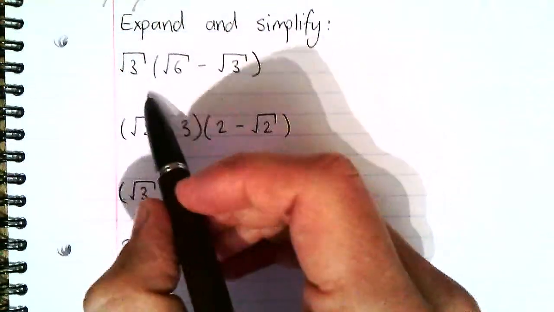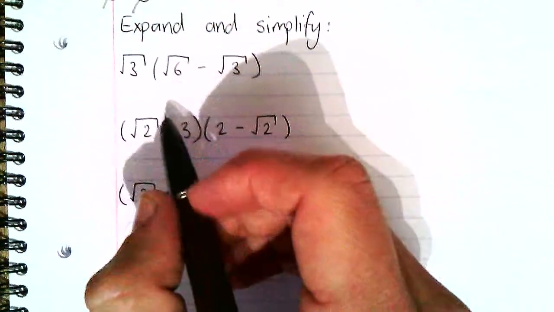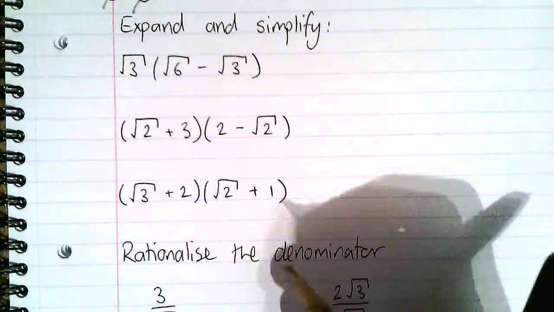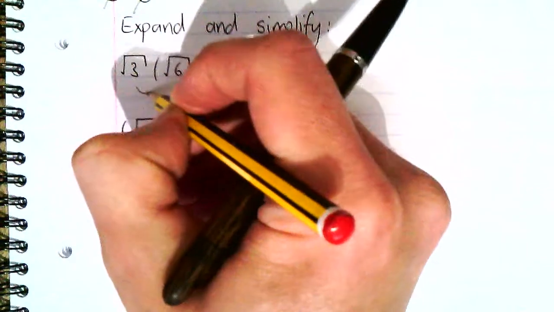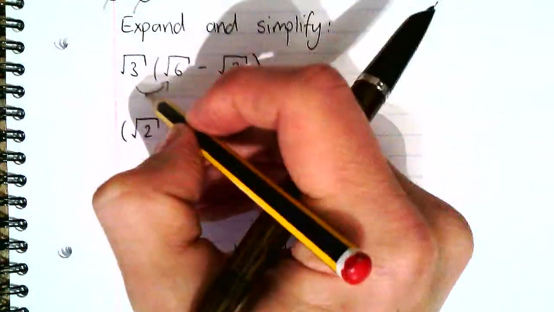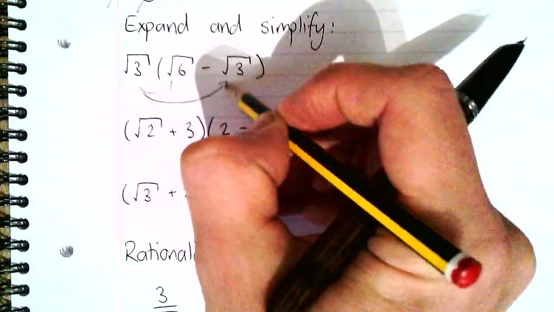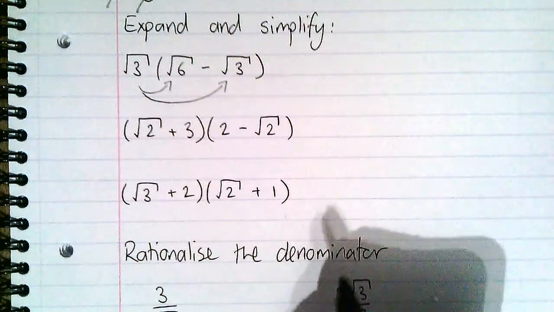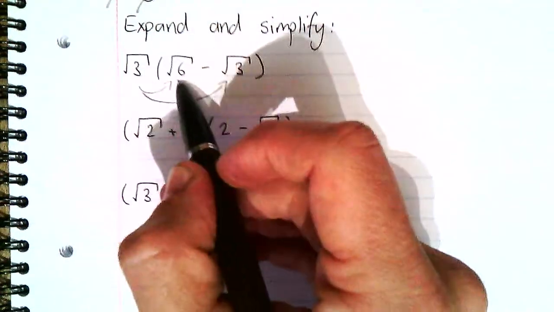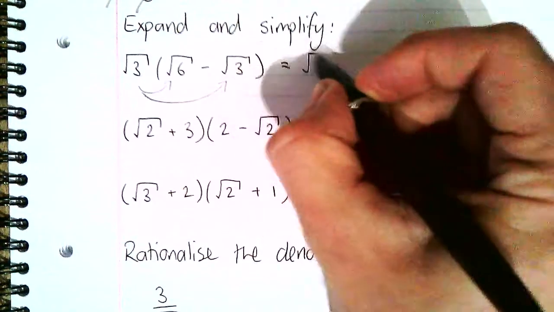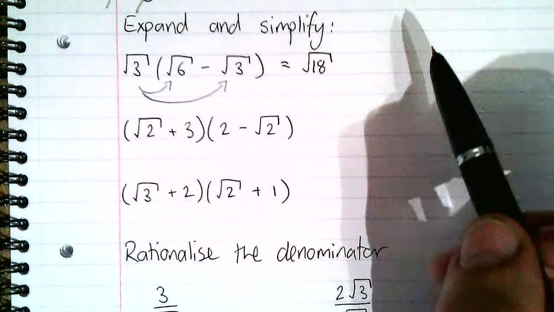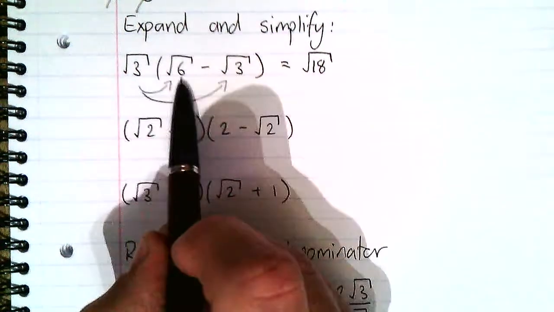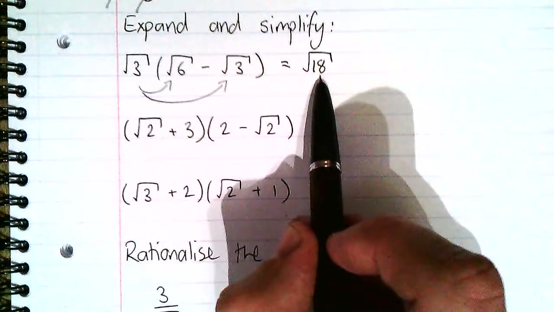So as a reminder from last time, when you're multiplying brackets out, you want to be multiplying everything that's outside the bracket by everything inside the bracket. So here the square root of 3 multiplies by the square root of 6, and also the square root of 3 multiplies by the negative square root of 3 there. So here square root of 3 times square root of 6 is square root of 18. Thinking back to that first reminder that I showed you, if I multiply two surds together, you can multiply the numbers together and that goes under the surd.